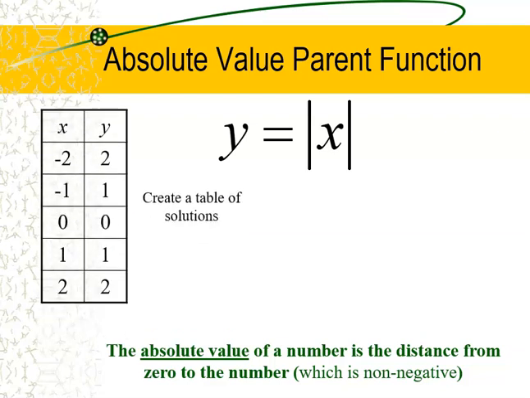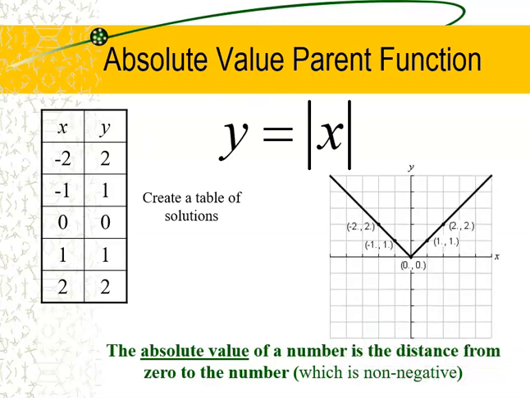So to create a table of solutions, we can use the same 5 x coordinates, but you'll notice that all the y coordinates are non-negative. So for -2, the absolute value would be +2. For -1, the absolute value is +1, and so on. So when you graph this function, you'll notice that it makes this V shape, and that's one way to remember the name.